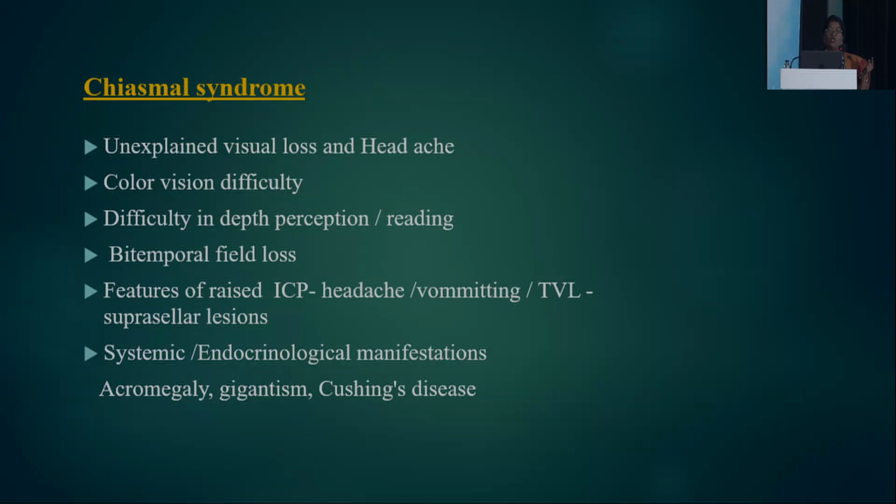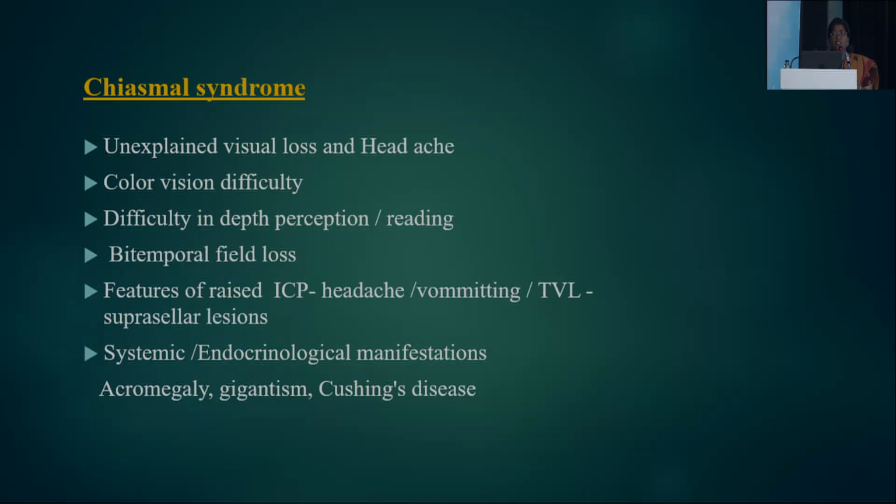So next, moving on to the chiasm, unexplained vision loss and a headache. Be very, very careful in such patients. They may come to you with 6/6 vision. All the optic nerve function tests may be normal, but always check for the visual fields, because early field changes will start in a chiasmal syndrome, which will give you a clue to image these patients.